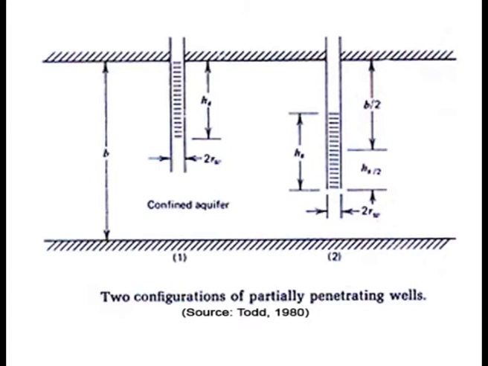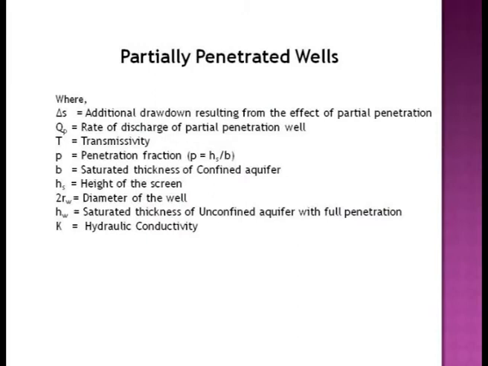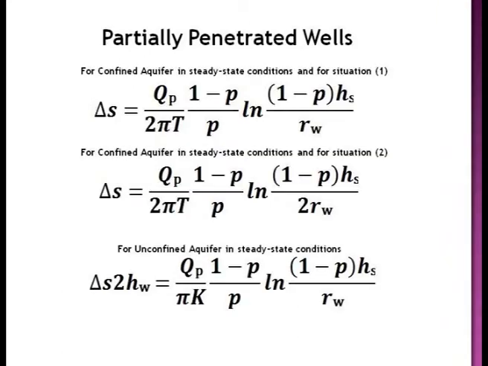Situation number 1. In this situation, delta S equal to Qp upon 2 pi T into (1 minus P) upon P into ln of (1 minus P) into Hs upon Rw. Rw is the radius of the well, 2Rw is the diameter of the well. P means penetration fraction. It can be calculated by Hs upon b, means height of the screen divided by the saturated thickness. So, this is the formula for situation number 1 for the confined aquifer.